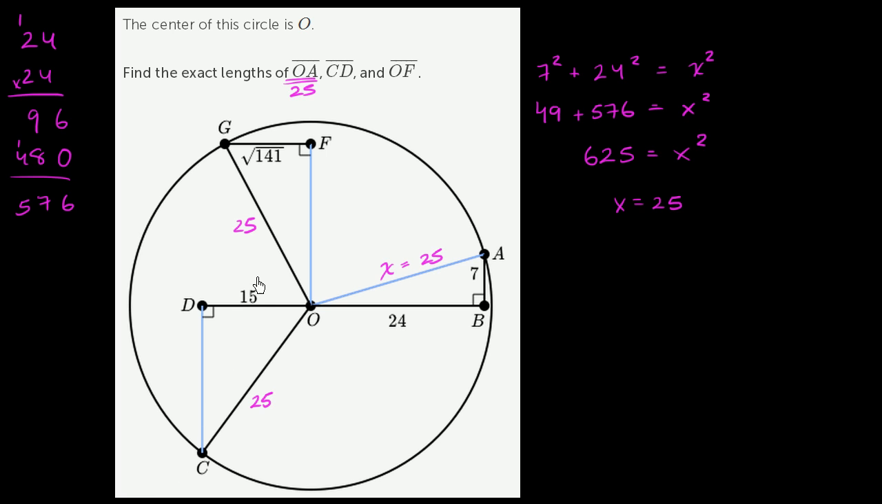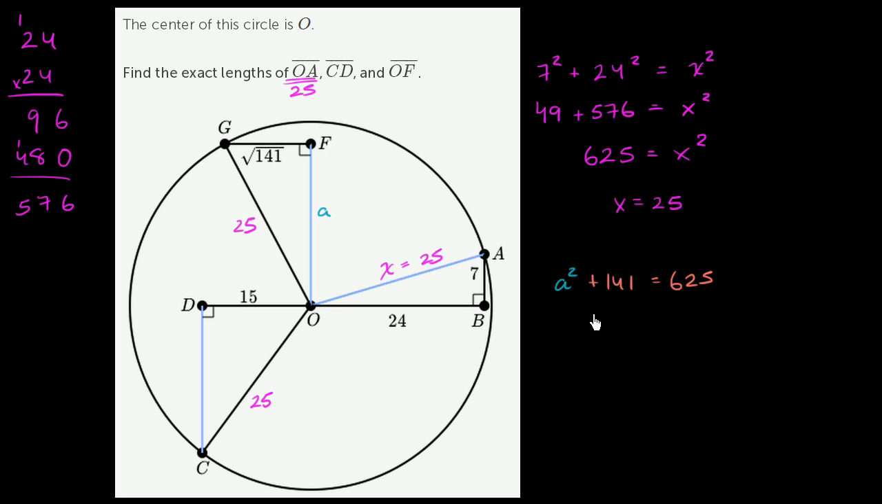So now we just have to apply the Pythagorean theorem a few more times. Right over here, if I call OF, for the sake of argument, let's call that length A. So for this triangle, we see that A squared plus the square root of 141 squared, I'll just write that as 141, is going to be equal to 25 squared, which we already know to be 625.